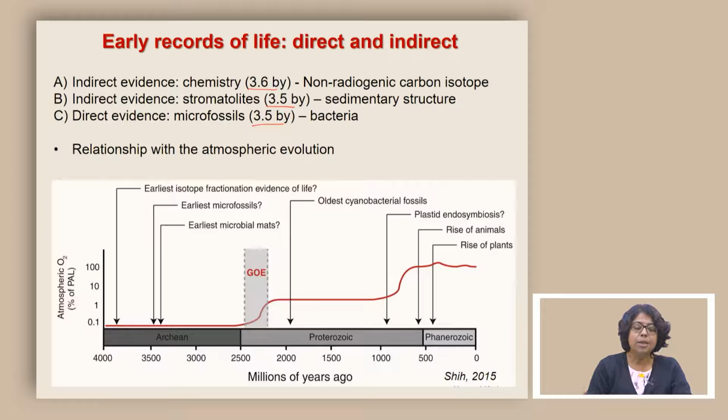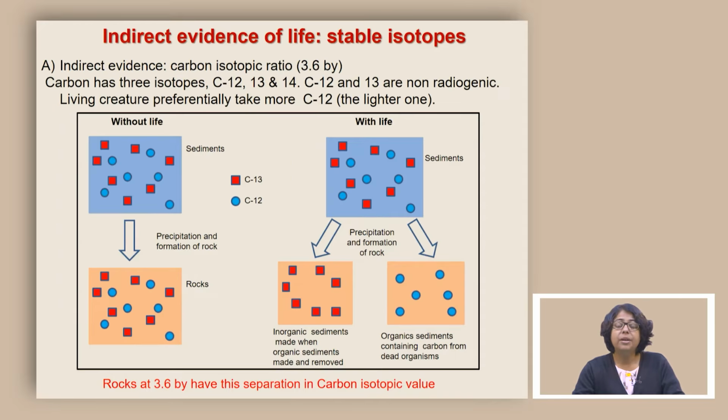Now, let us take a look at the first indirect evidence. The first indirect evidence that we will be talking about is going to be of stable isotopes. Again, what is an isotope? As we mentioned before, an element has protons, neutrons and electrons.